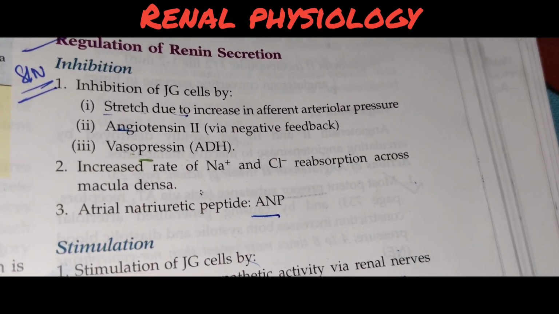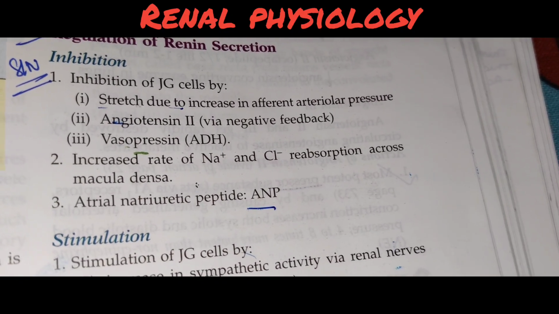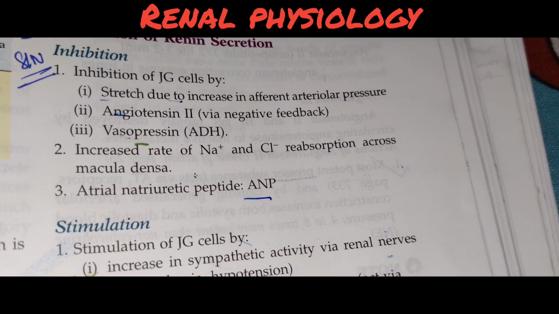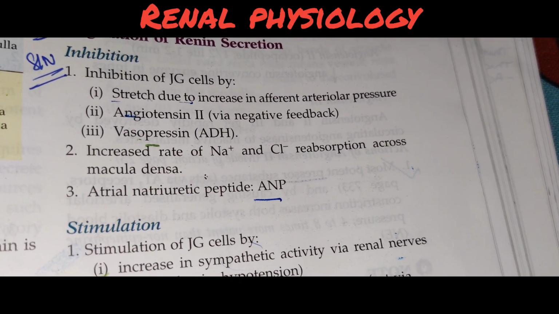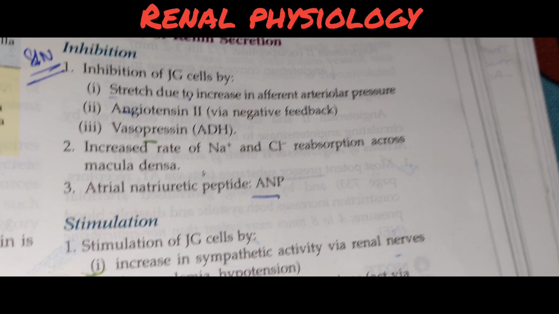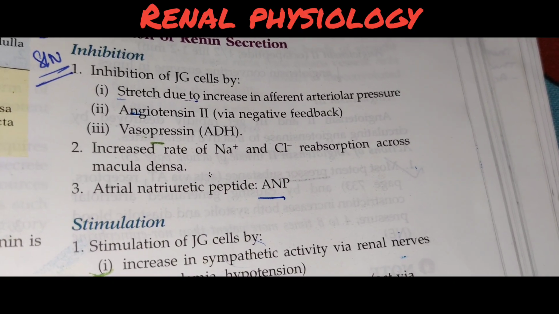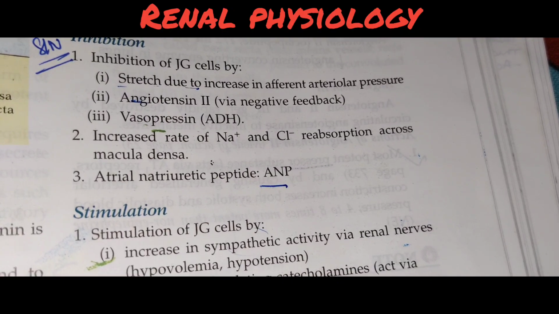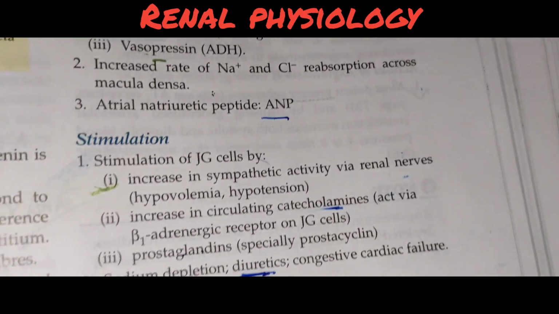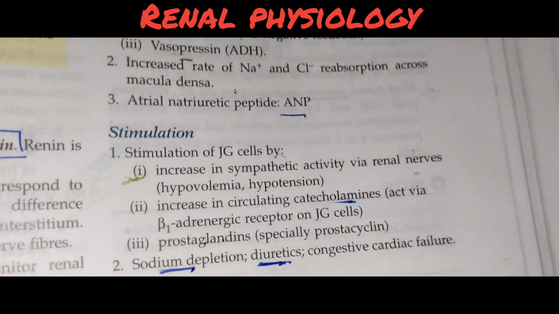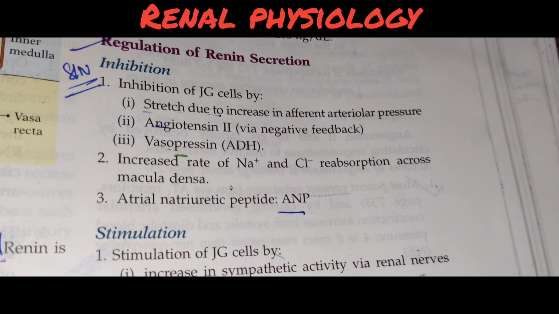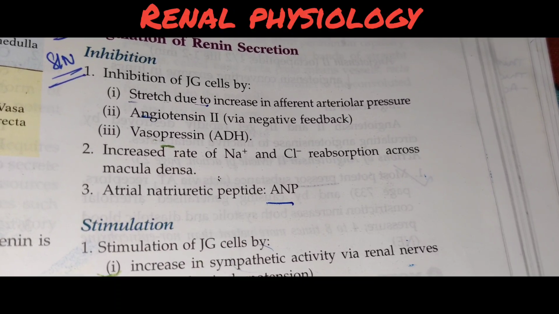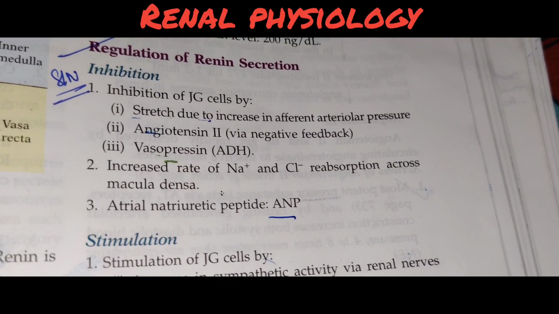Opposite of this will lead to inhibition of renin secretion. First of all, we have to inhibit the JG cells. JG cells will be inhibited by stretch, okay, when the pressure increases. So how will the pressure increase? Pressure can increase by stretch. Pressure can be increased by angiotensin 2 and ADH. See, diuretics were stimulating and antidiuretic hormone will inhibit. And then ANP will also inhibit, and an increased sodium level will also inhibit the renin secretion.